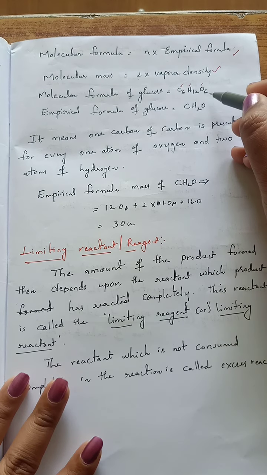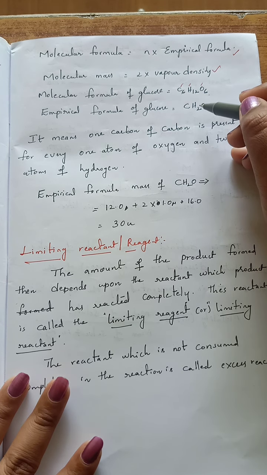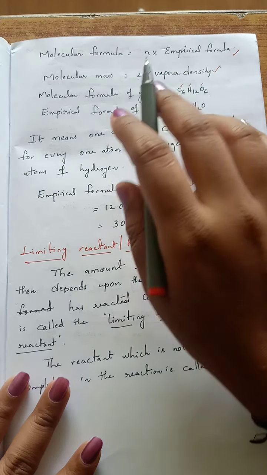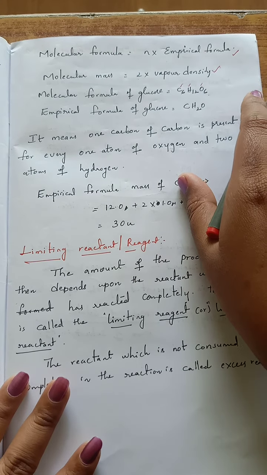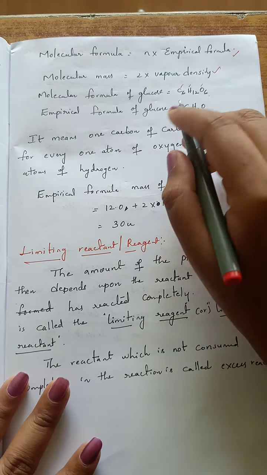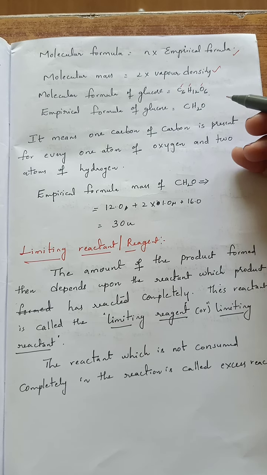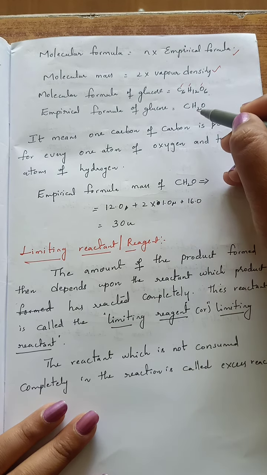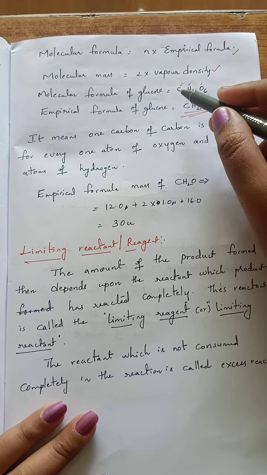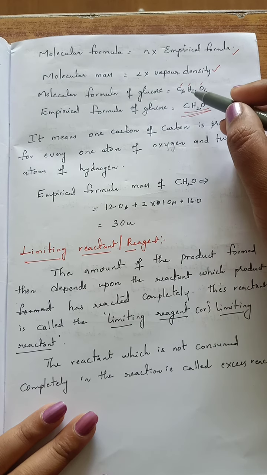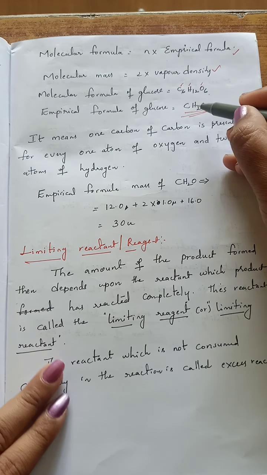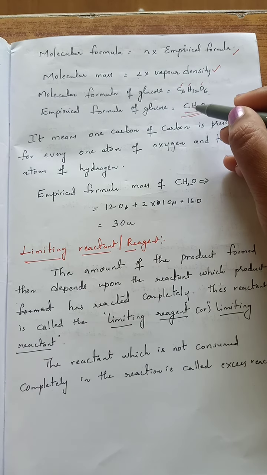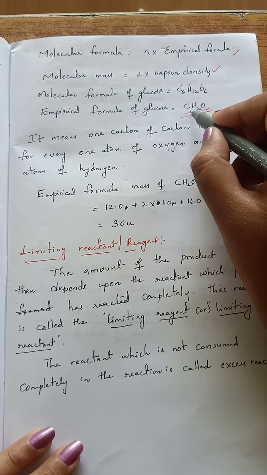See, 6 carbons are there, 6 oxygens are there, and 12 hydrogens are there. That means carbons and oxygens are present in the same number, whereas hydrogens are double the carbons and oxygens. That's why it is indicated by CH2O. Here also we can represent it in the simple ratio, 1:2. Carbon and oxygen are in ratio 1, hydrogens are in ratio 2, so we can represent it in the simplest whole number ratio as C1H2O1.